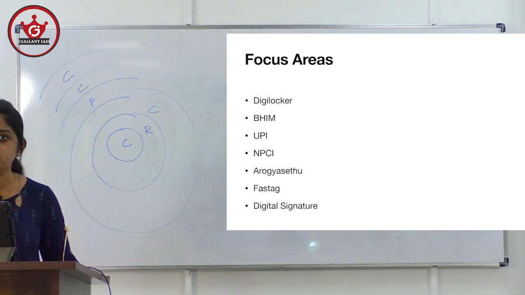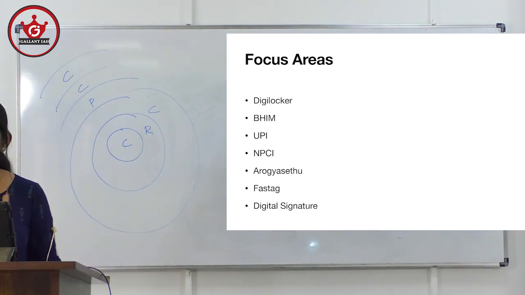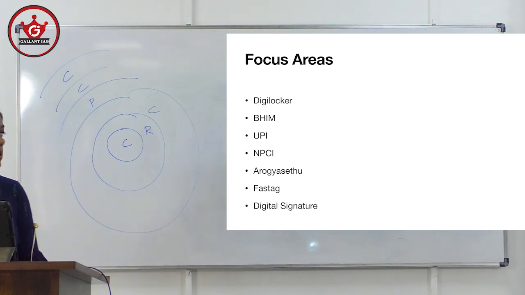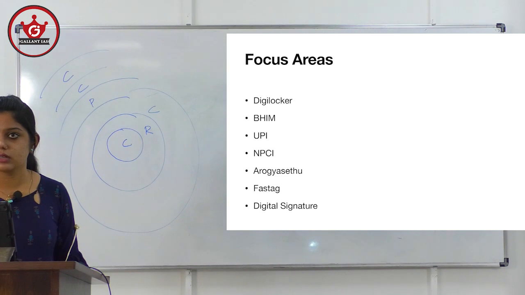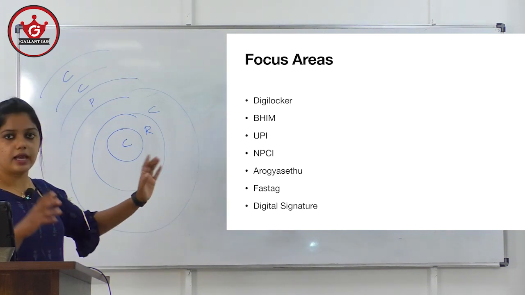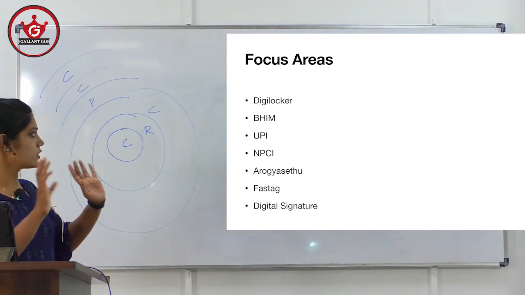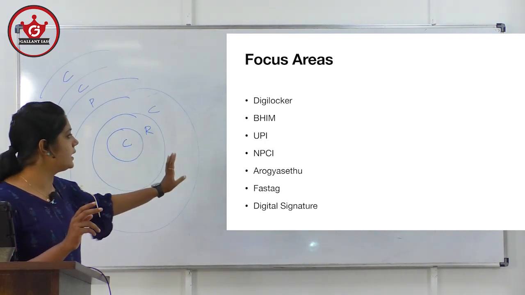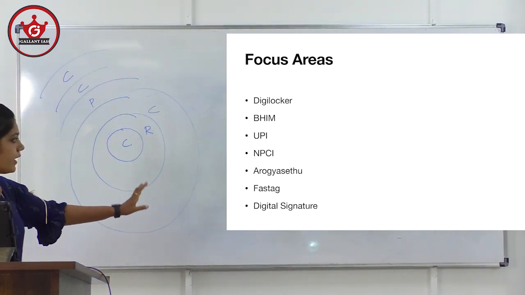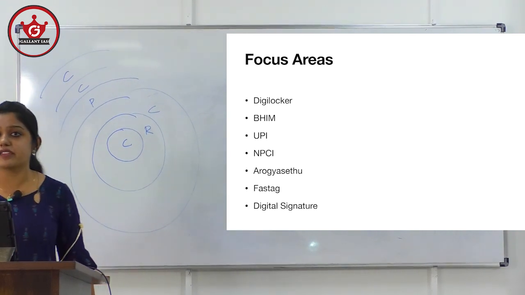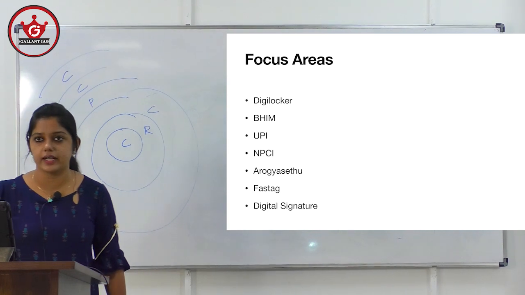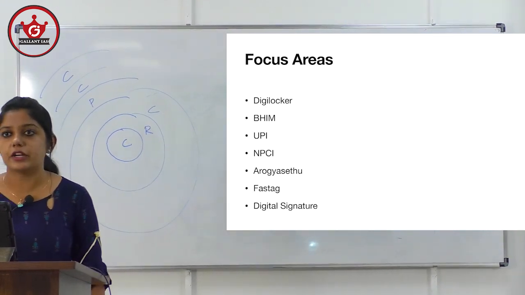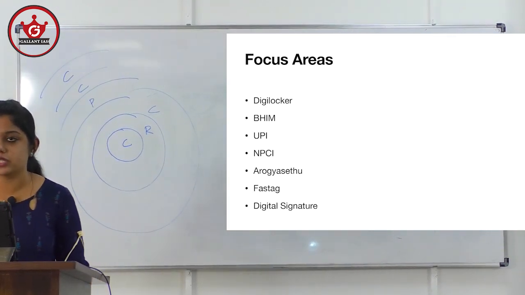Any technologies coming to your mind? Government initiated technologies: DigiLocker for public utility, documents. Then DigiLocker, BHIM. What I have come up with: DigiLocker, BHIM, UPI, NPCI, Arogya Setu, FASTag, digital signature. RFID can also be mentioned, RFID technology. In metro cards and all, we have RFID technology.